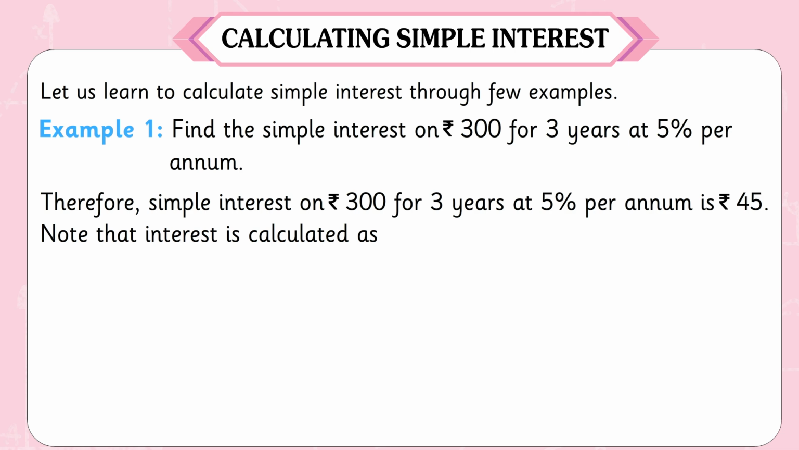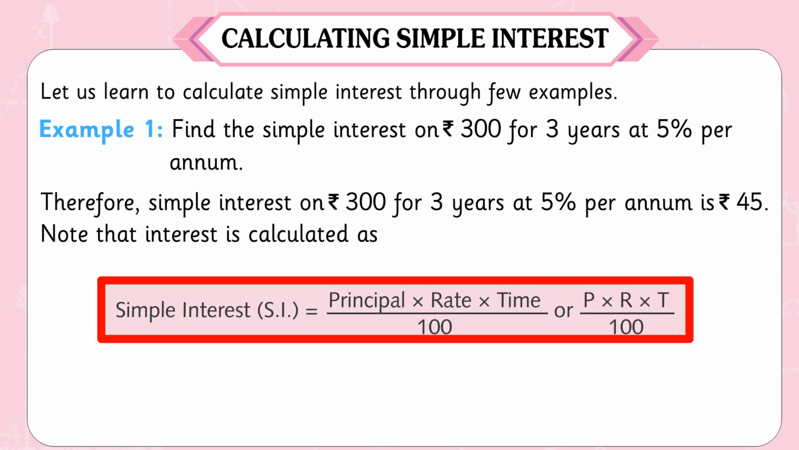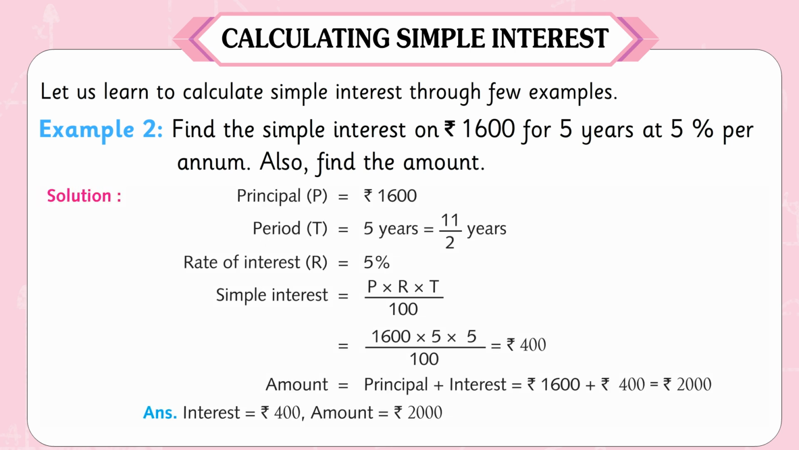Note that interest is calculated as simple interest SI is equal to principal into rate into time whole upon 100, or P into R into T whole upon 100. Example 2. Find the simple interest on ₹1,600 for 5 years at 5% per annum. Also, find the amount.